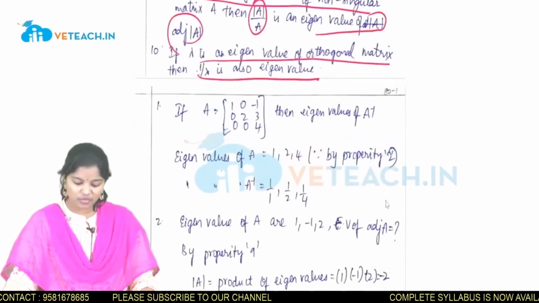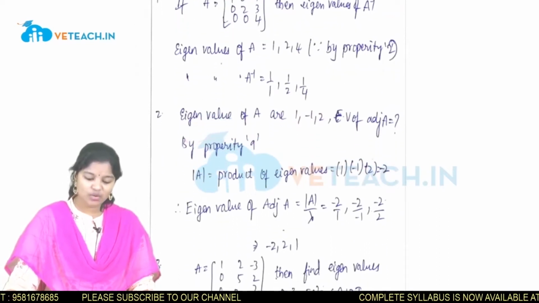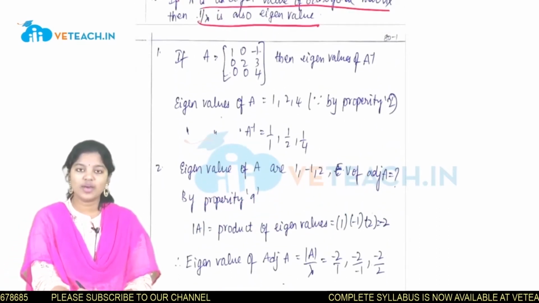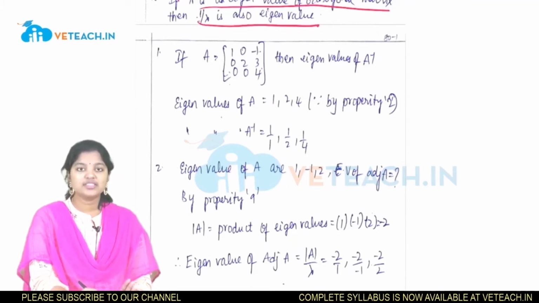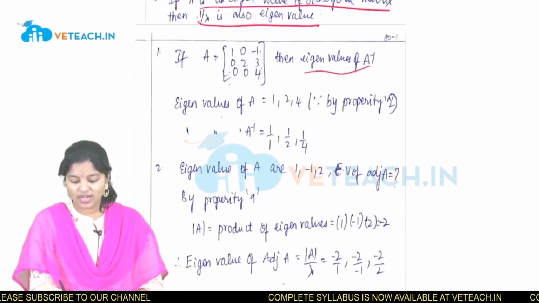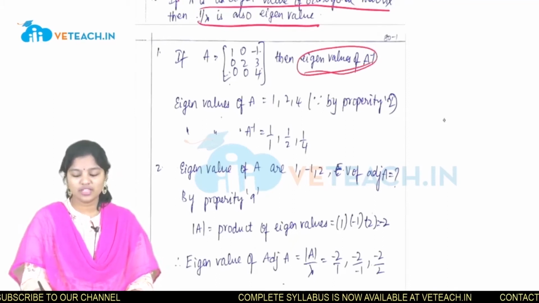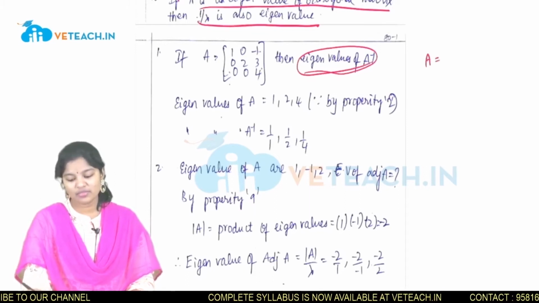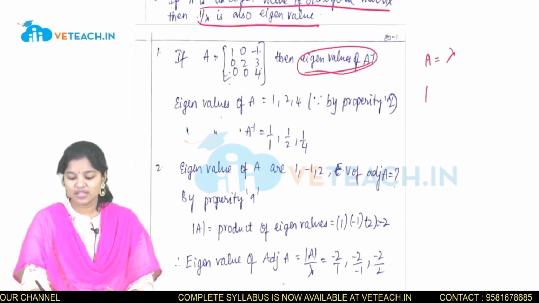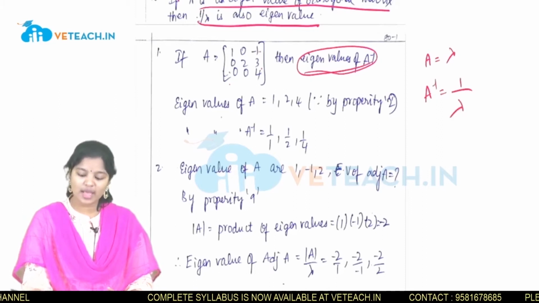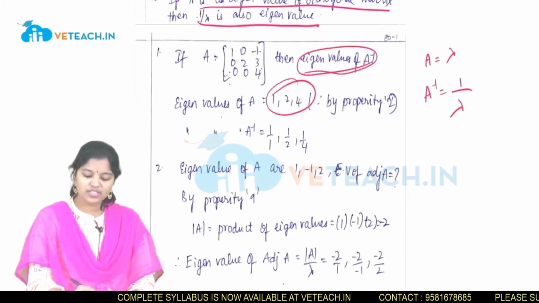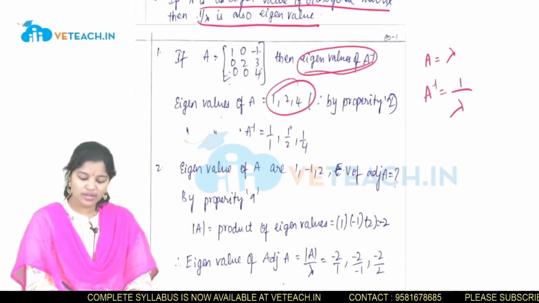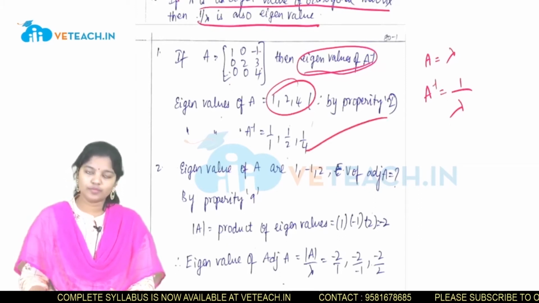Now let us see some questions here. If A is the matrix 1, 0, minus 1, 0, 2, 3, 0, 0, 4, then what are the eigenvalues of A inverse? We have seen that if an eigenvalue of A is lambda, for A inverse it will be 1 by lambda. So simply reverse the given eigenvalues, that is 1 by 1, 1 by 2, 1 by 4.